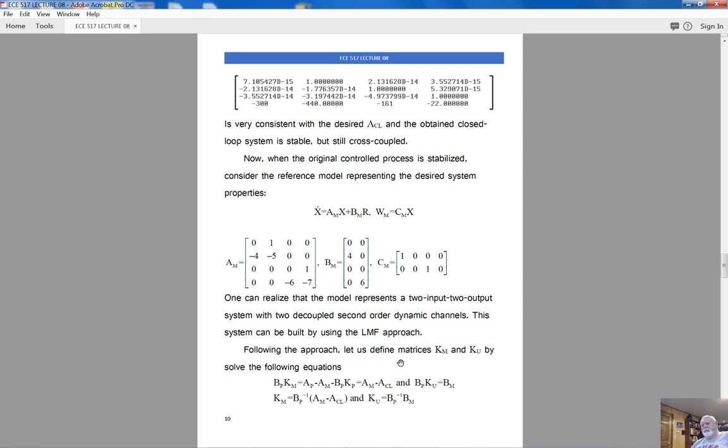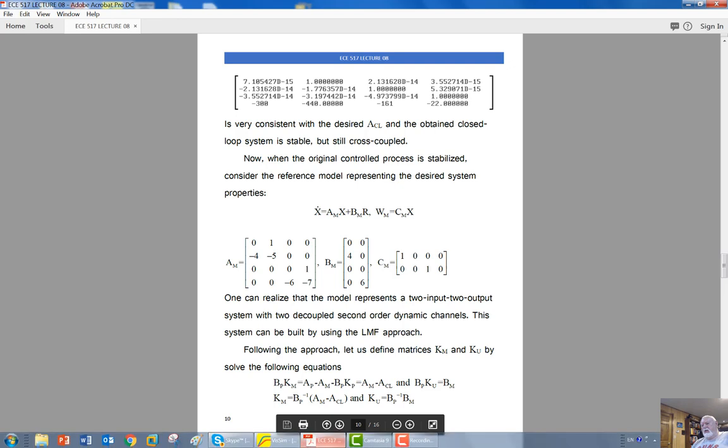First of all, we will define matrix Km and Ku because we have to, and we do it by solving these equations. These equations are consistent with the linear model following design. This is the solution. Since matrix BP is a square matrix, we can define Km using the inverse of BP. And we define matrix Ku based on the fact that matrix BP is square and we can invert it.